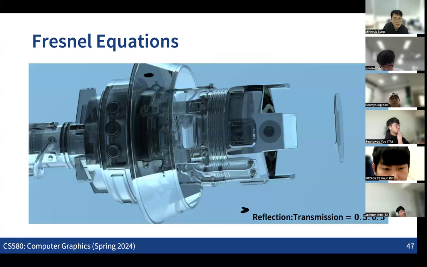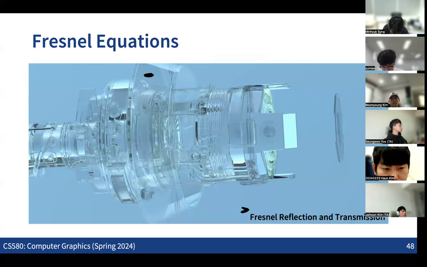So this is the case that when you just divide the fraction of the reflection, the reflection is kind of half and half. But when you calculate the proportion more correctly using the Fresnel equation, then we can see the image is more realistic.